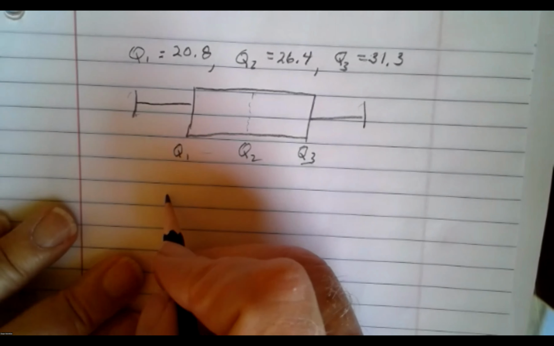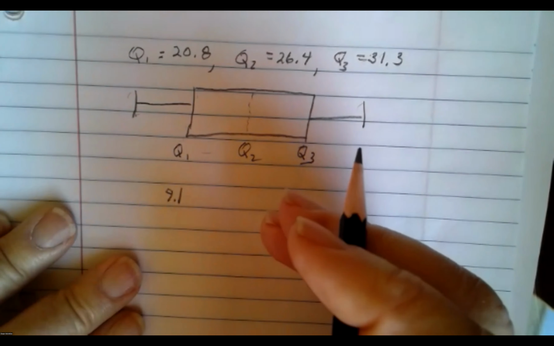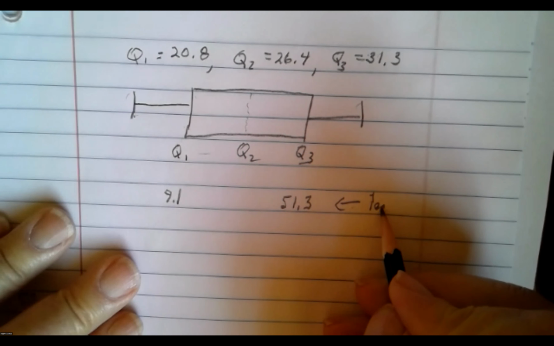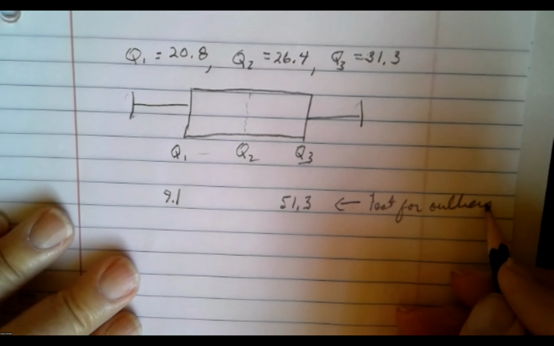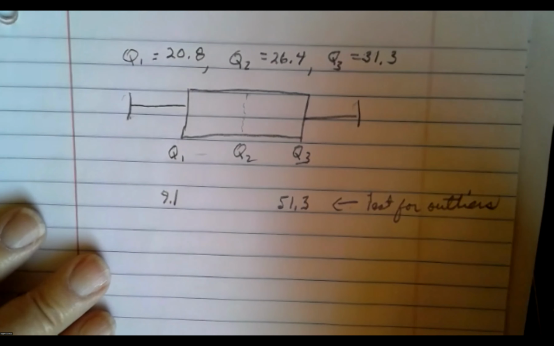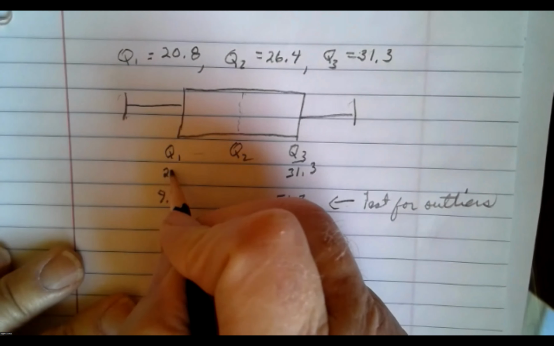We've got 9.1, which could be a minimum. We're going to test to see if that is an outlier. And 51.3, I'm going to test for outliers. Now, if this happens to be 31.3, and this is 20.8.